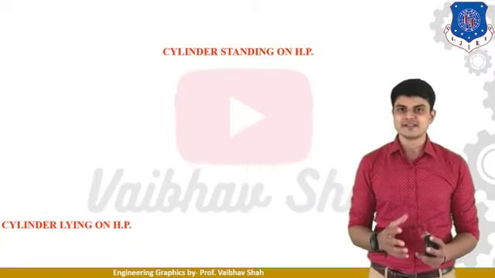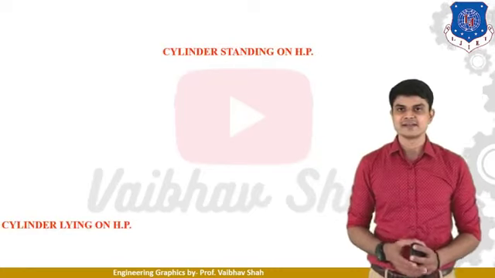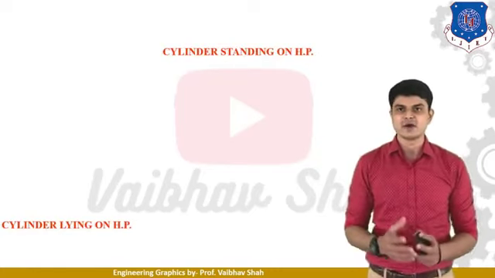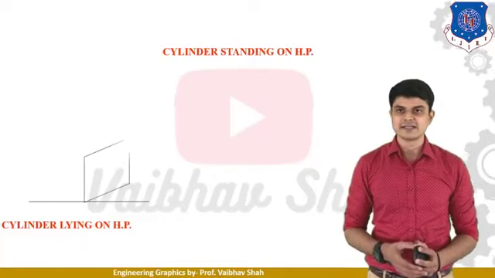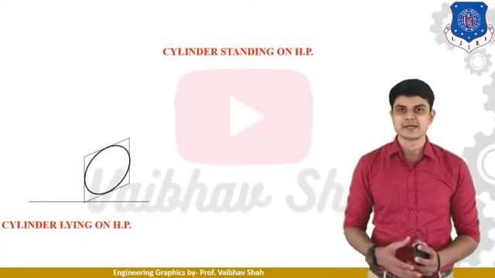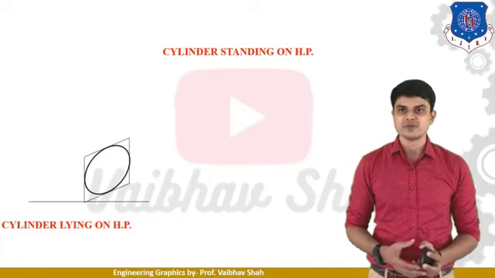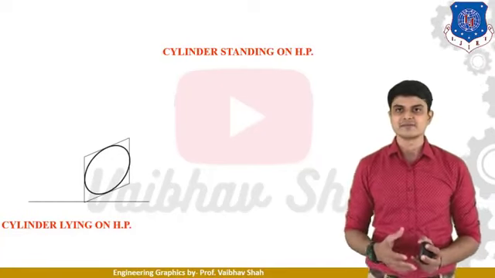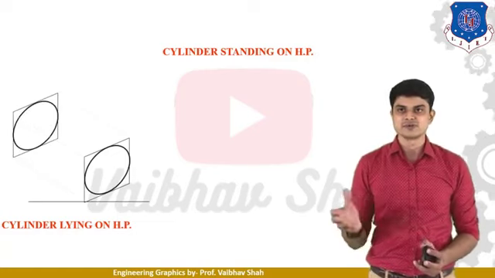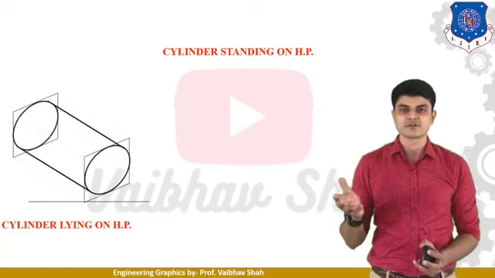Now next is a cylinder lying on HP, and second is a cylinder standing on HP. So first let us see the cylinder lying on HP. For that we need to draw a front view of the circle by the 4 center method, obviously. Then after, you need to draw a straight line according to the height or the length of the cylinder. You need to draw the straight line from each and every corner of your box.